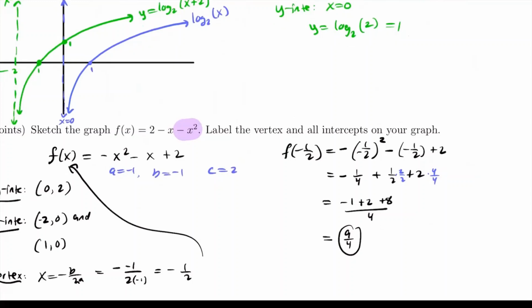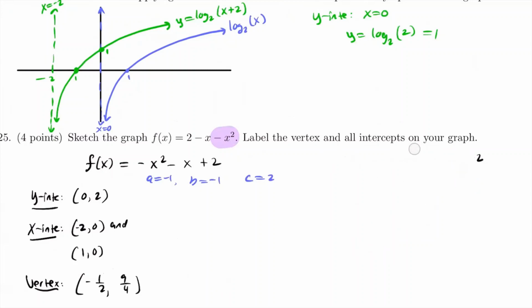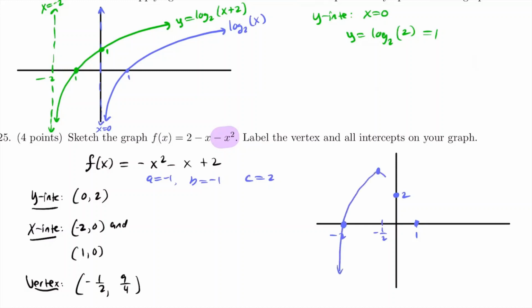And now we can sketch. I'm going to go ahead and erase these again, so I have more space. So the vertex will have the coordinates negative 1/2 and 9/4. Now we're ready to sketch. So here's our XY plane. We know the y-intercept is positive 2. Let's call that the y-intercept. The x-intercepts are negative 2 and 1. And our vertex is somewhere right here, at negative 1/2, so perhaps it's right here and up here. So it will look something like this. So this is a rough sketch.